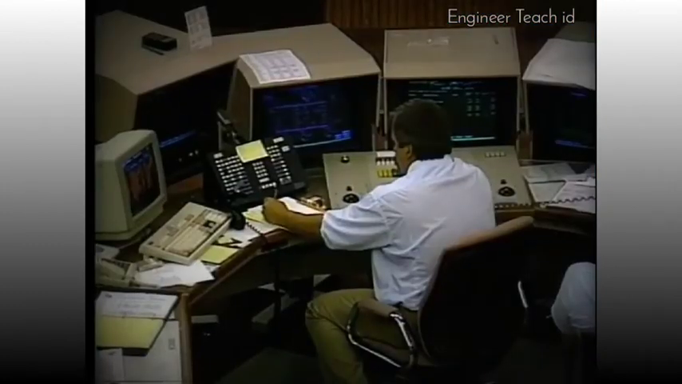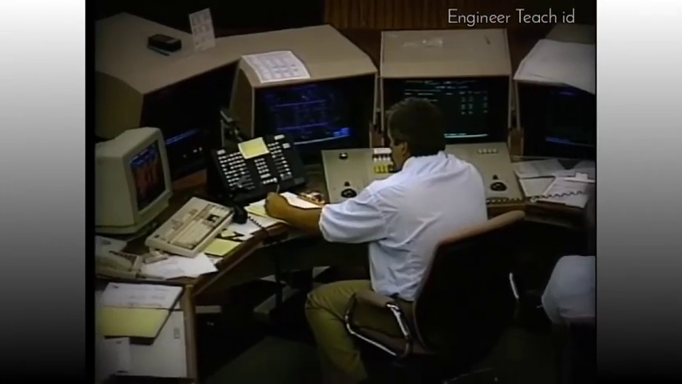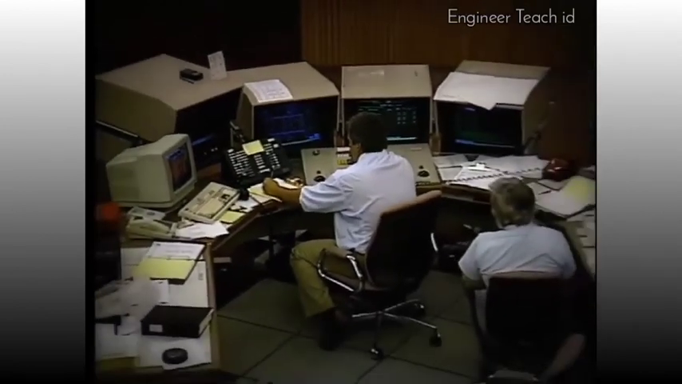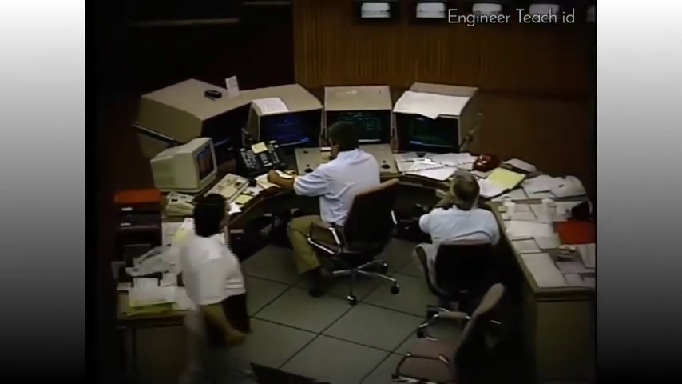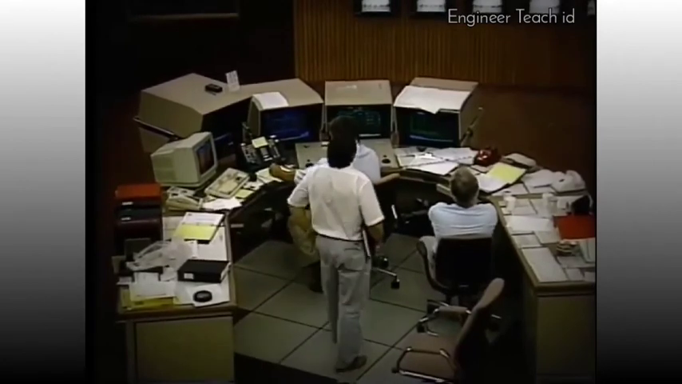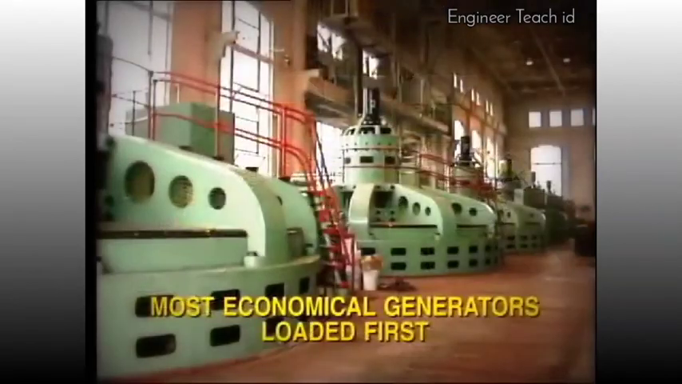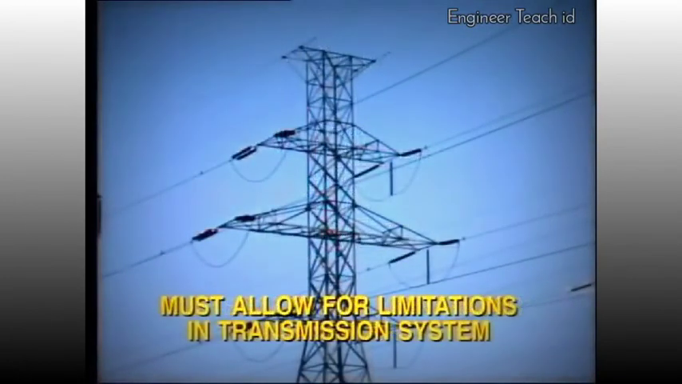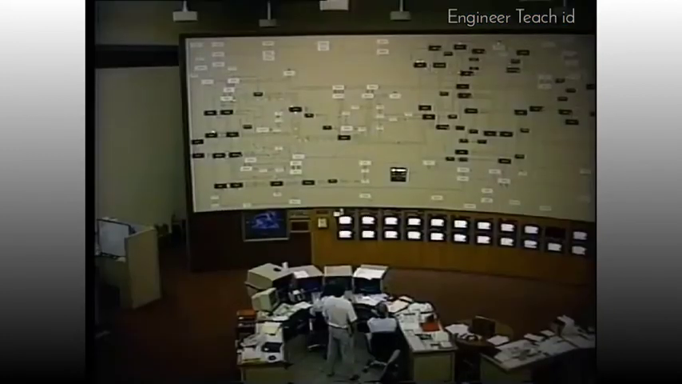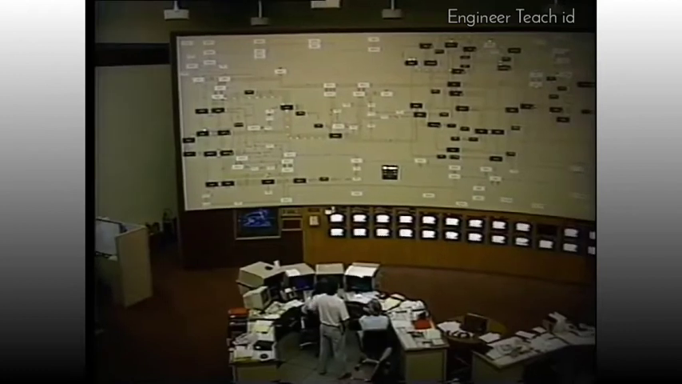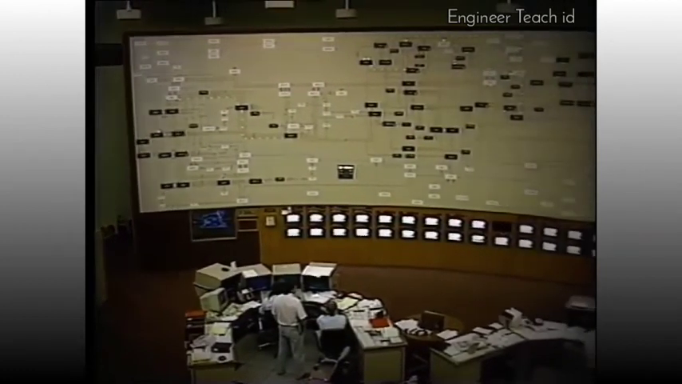It is the load dispatcher's job to keep system generation and load balanced. He must do this while paying attention to the economic loading of units, which means the most economical generating units should be fully loaded first. At the same time, he has to allow for limitations in the transmission system, say due to line outages. So the load dispatcher's job is quite a handful, just as much as the turbine operator's.